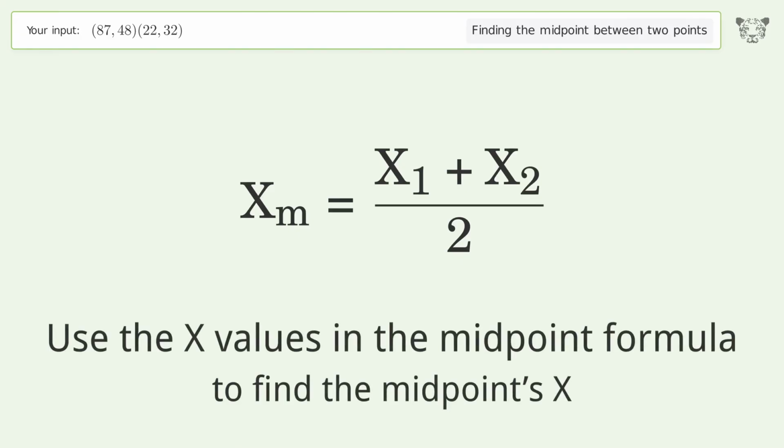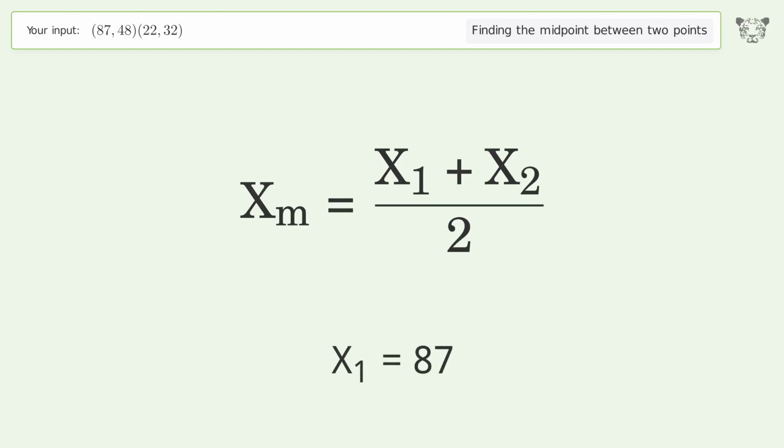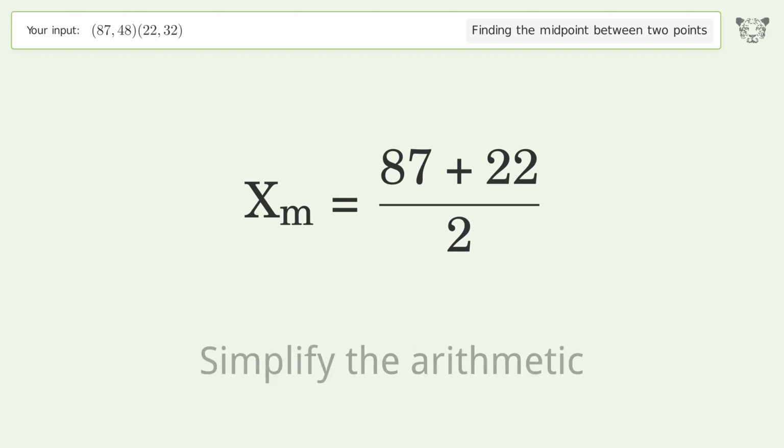Use the x values in the midpoint formula to find the midpoint's x. x1 equals 87. x2 equals 22. Simplify the arithmetic.